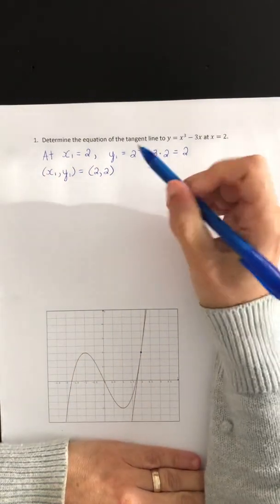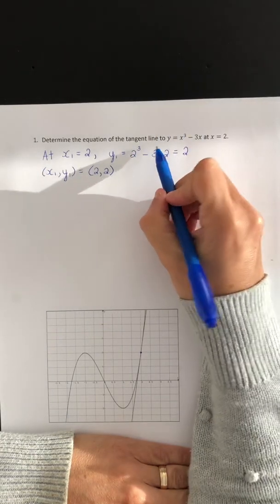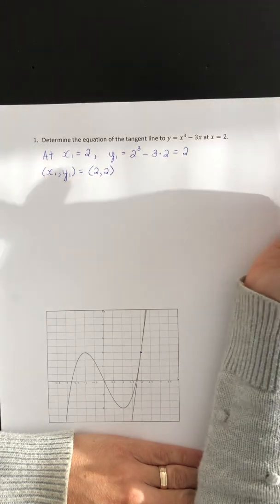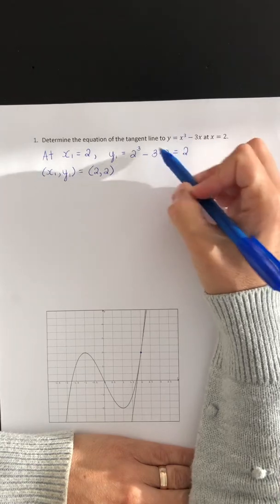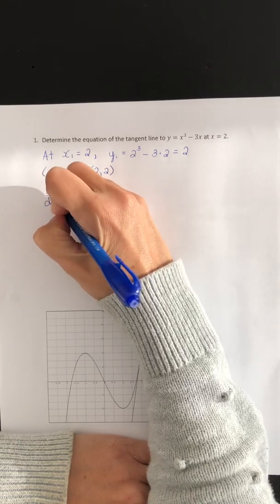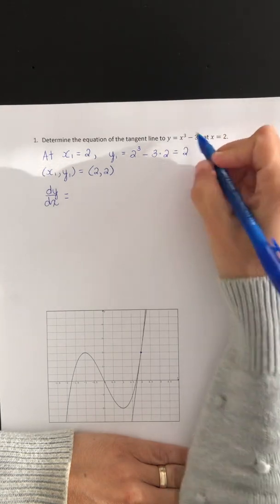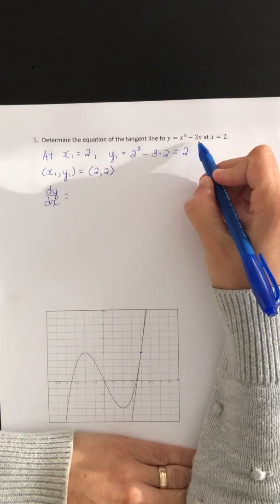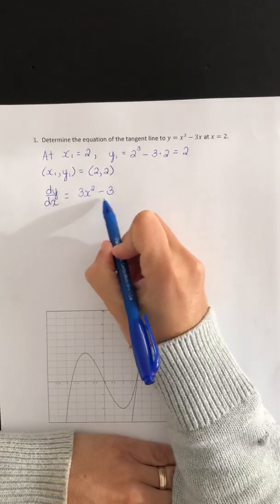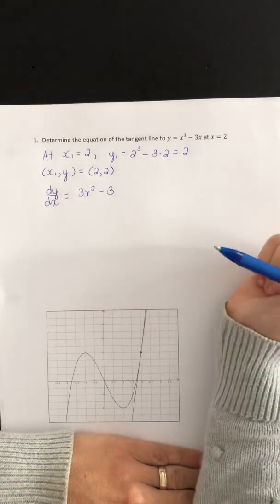Okay, now that we have a point, we need the slope of the tangent line. And we were just reviewing the fact that the slope of the tangent line is given by the derivative. So we should definitely form the derivative. And here you can use dy by dx, or you can use y prime. So the derivative of this binomial is just 3x squared minus 3. So this is an expression for the slope of the tangent line to the curve at any point.